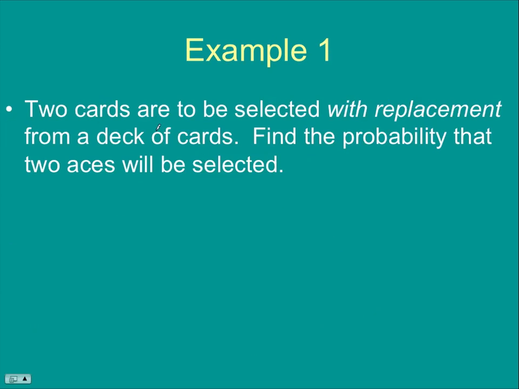So in example 1, it says 2 cards are to be selected with replacement from a deck of cards. Find the probability that 2 aces will be selected. So we need the probability of ace 1 times the probability of a second ace, or ace 2. Okay, so in this example, let's just think about a deck of cards. The probability of the first one being an ace is 4 in 52.